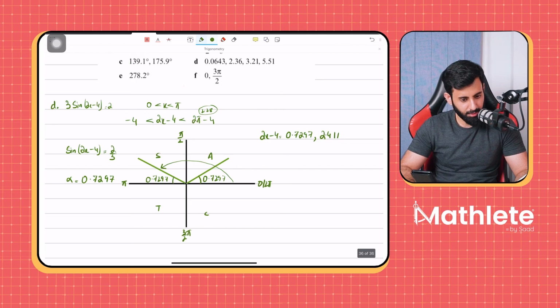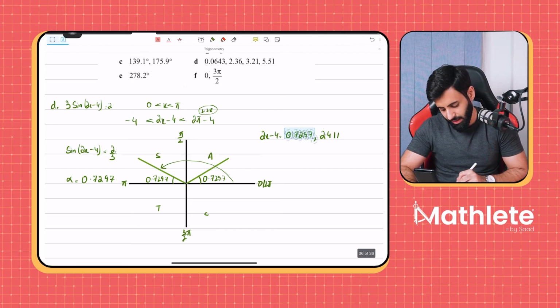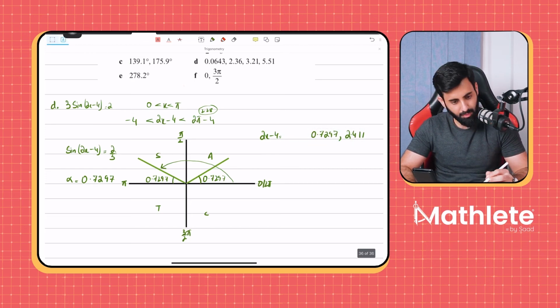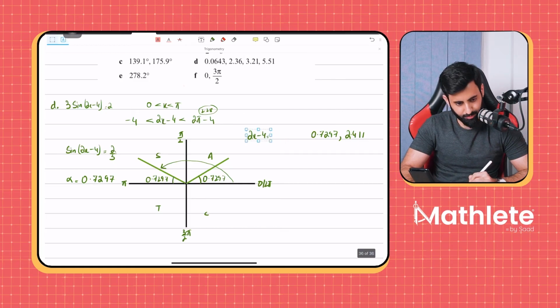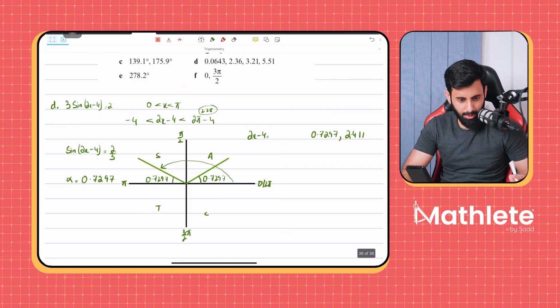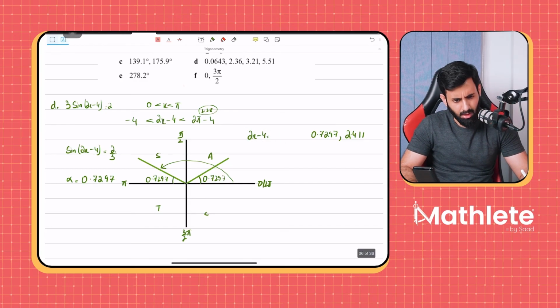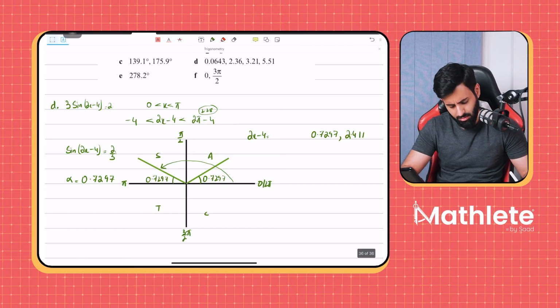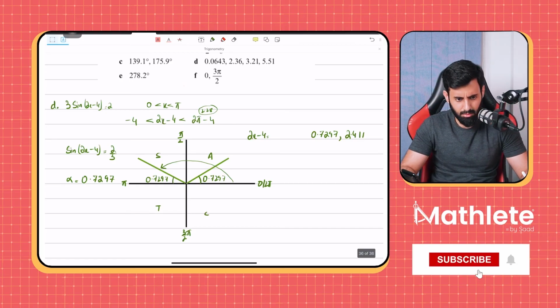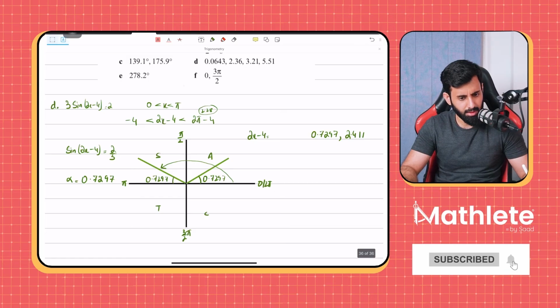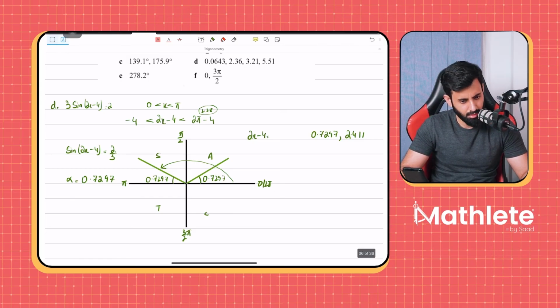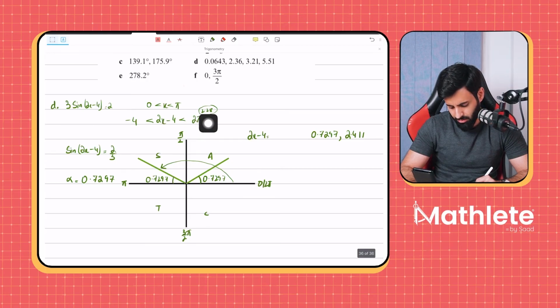Acha, now here's the thing. What about 2.411? Are we going to consider it? Yes or no? Why are we going to consider it? I mean, is it inside the given range? They said it's 0.2 times more than. Yeah, more, right? So it's outside the range. So we're not going to consider it.